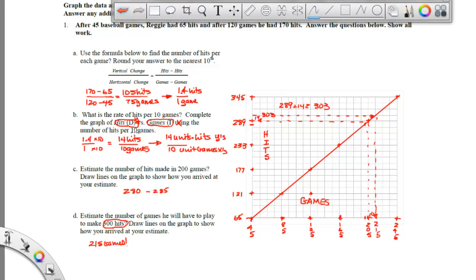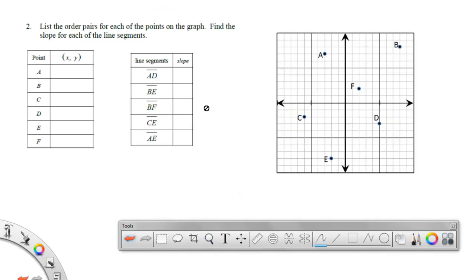Okay, why don't we go ahead and move over to number 2. Let me pause the video for a second and we'll go ahead and get this set up. So number 2, it simply wants you to list the ordered pair for each of the points on the graph. So if we look at A, we have to pick off the x and the y. If we look at D, we just have to pick off how far we count over on the x and how far we count down on the y.